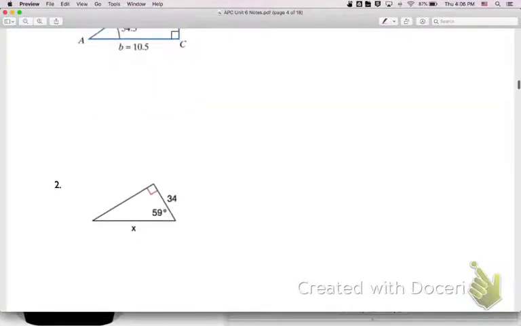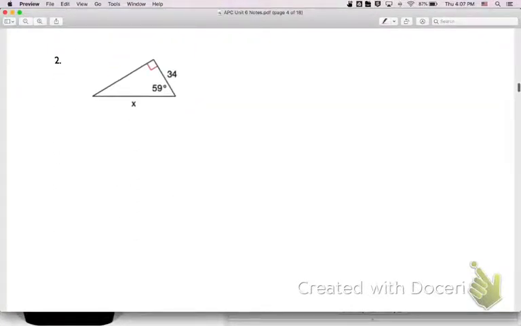Okay, let's look at number 2. This one doesn't have any labels, and it's also tipped over kind of funny. So if you need to redraw it so that it looks a little bit better, we can do that.